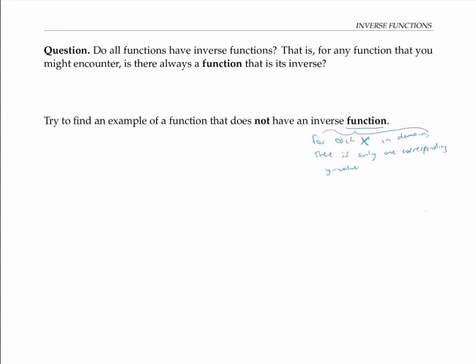One example of a function that does not have an inverse function is the function f of x equals x squared. To see that the inverse of this function is not a function, note that for the x squared function, the number 2 and the number negative 2 both go to the number 4. So if I had an inverse, you would have to send 4 to both 2 and negative 2. The inverse would not be a function.